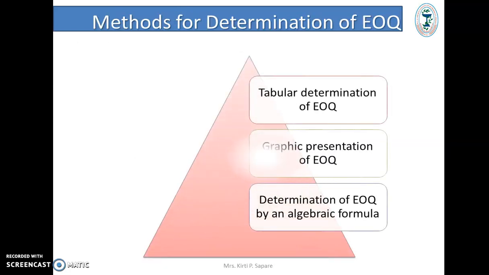Methods to determine EOQ. There are three methods to determine EOQ. First, tabular determination of EOQ. Second, graphical presentation of EOQ. And third, determination of EOQ by an algebraic formula. Let's discuss one by one.